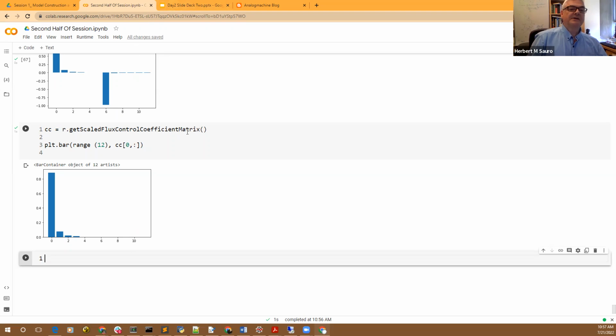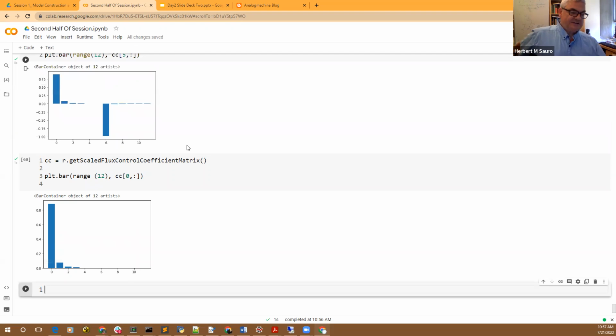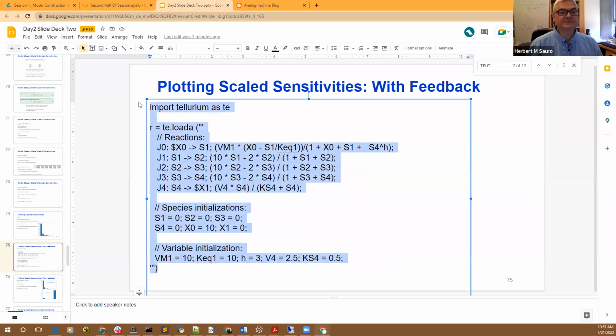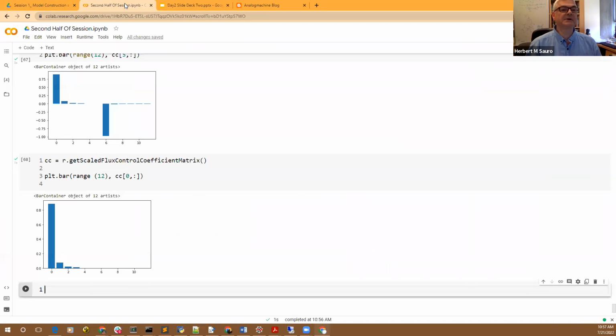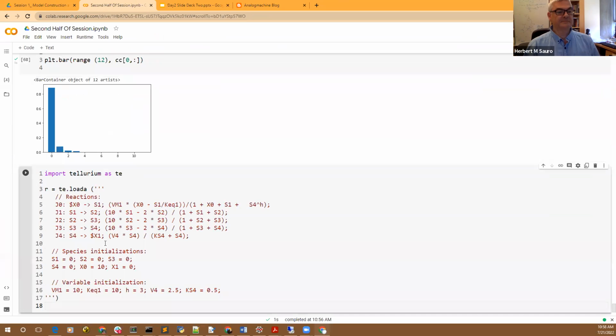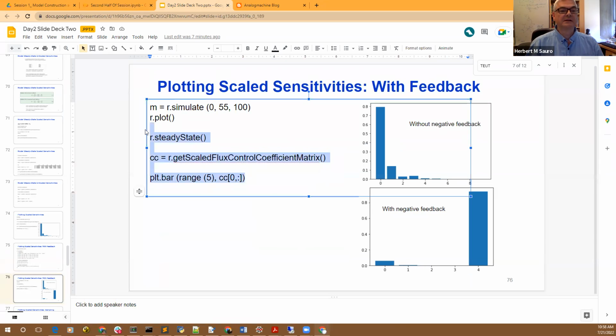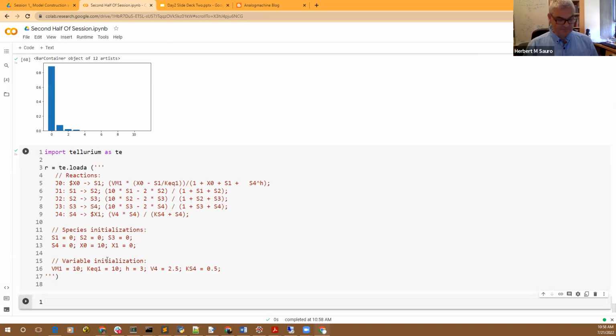What happens, however, if, and this is the case in a lot of amino acid biosynthetic pathways? A lot of amino acid biosynthetic pathways are sort of linear, but a lot of them have negative feedbacks. So what would happen if there was a negative feedback? I've got this model here, which has a negative feedback for me. Then I'm going to do the same thing: ask it for the steady state, compute the sensitivities, and then do the same plot.